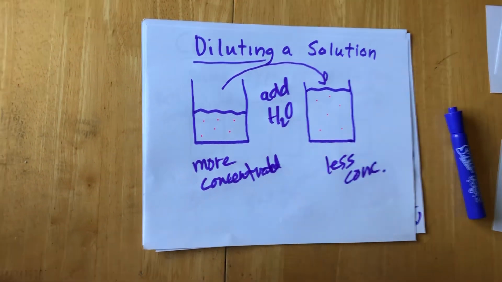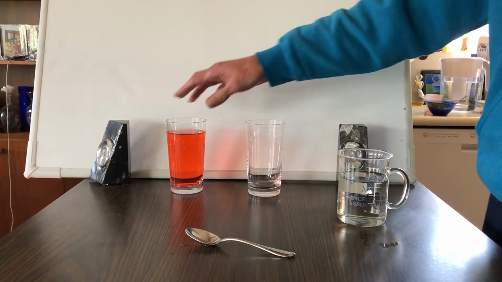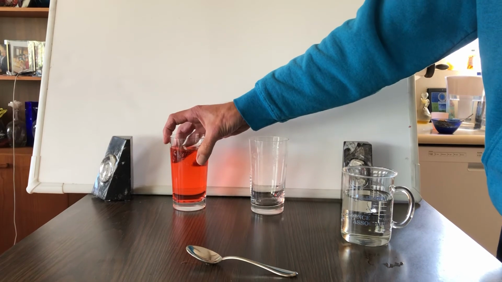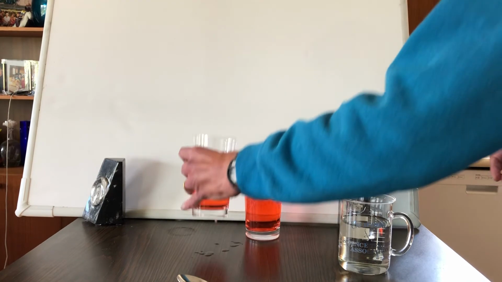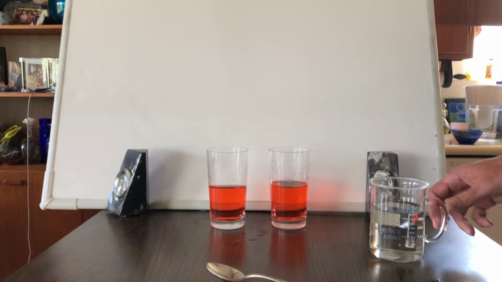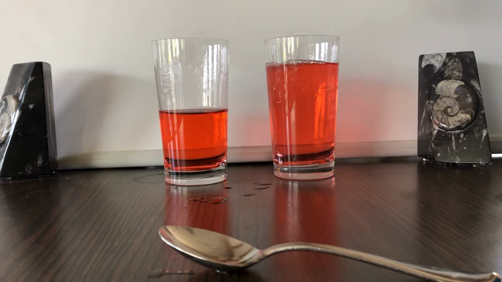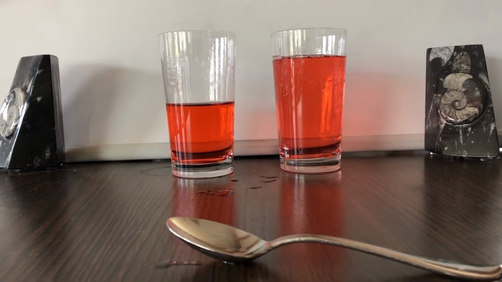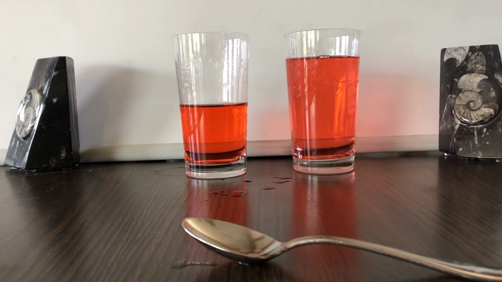And I'll show you an example of that. I have over here some Kool-Aid. This is a concentrated Kool-Aid. We want to make less concentrated Kool-Aid. I could take half of this, pour it into this glass. It's about half, isn't it? Pretty close. And then how do we dilute it? We add water. So same thing, more concentrated, less concentrated by diluting it with water.